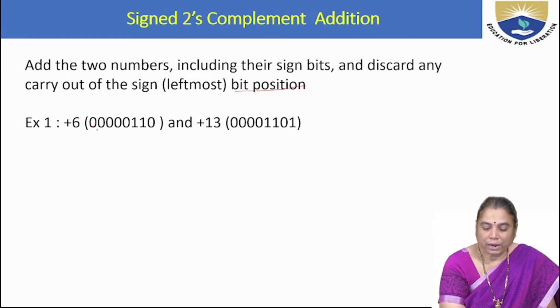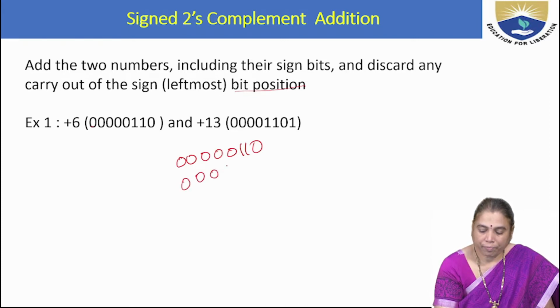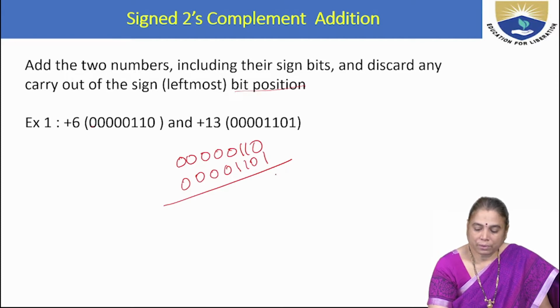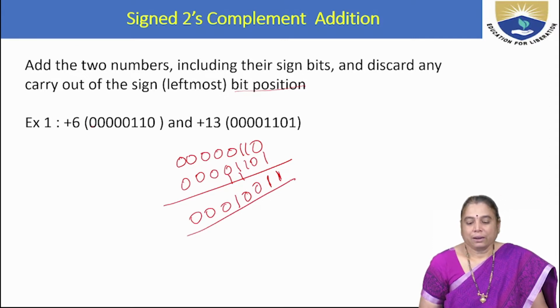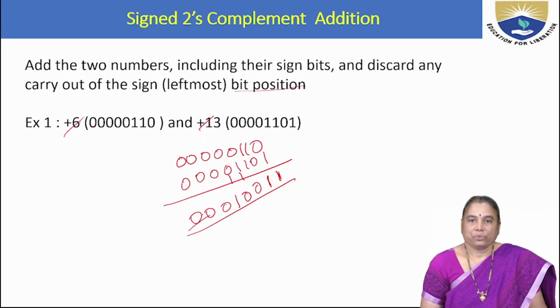So here the value is plus 6 and plus 13, and we have to perform the binary addition here. So this is the sum of plus 6 and plus 13, and since both are positive numbers, the sign bit of this result is also positive.